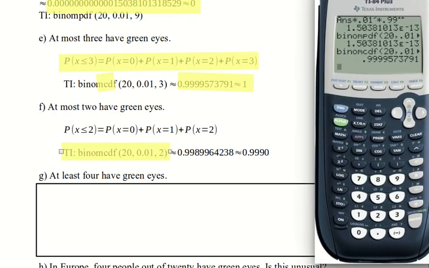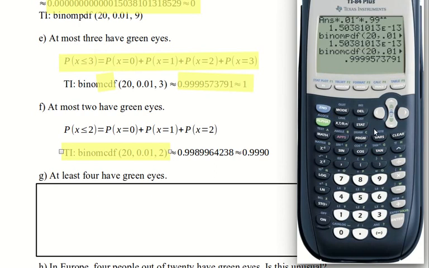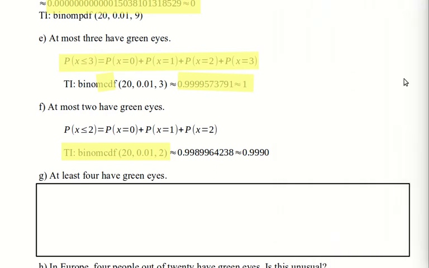So let's do that on our calculator. I'm going to just arrow up to grab what we just entered so I don't have to go into the menus. I'm going to arrow over to the 3 and change it to a 2 and press enter. I pressed it twice and I got the answer twice. 0.9989964 and change. And this one, if we round to the nearest 4 decimal places, we get 0.9990.